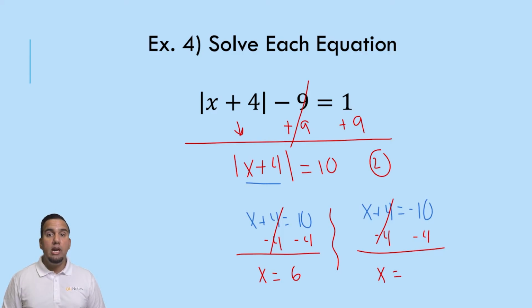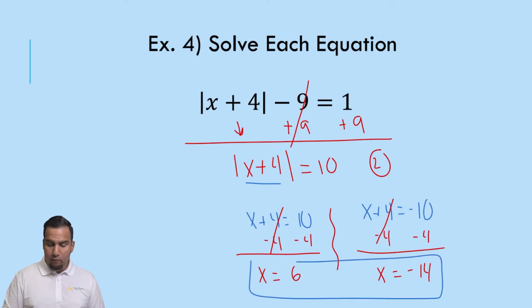What do we do when there's 2 negatives? 2 negatives, you always add. You always add when there's 2 negatives. So 10 plus 4 is 14. But because they're both negative, it stays negative. So what are my 2 answers? My 2 answers are going to be 6 and negative 14.